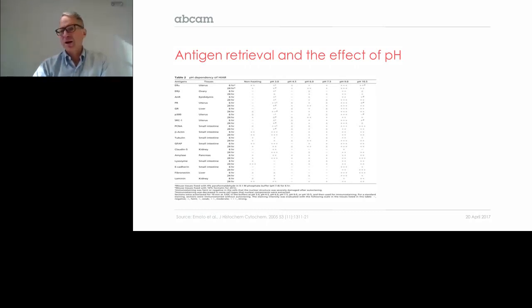But a histology lab receiving an antibody that hasn't worked before, more often than not, they'll test two or three different pHs and potentially enzymatic retrieval, which is simply digesting the tissue section with one of those enzymes I mentioned.